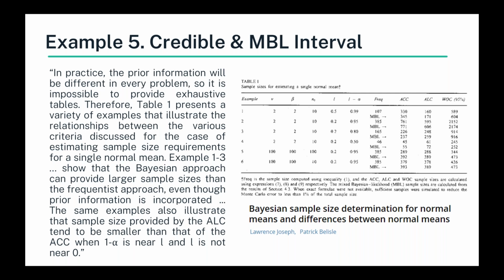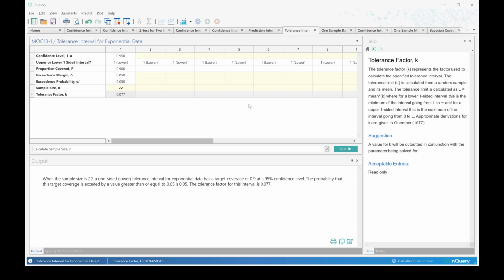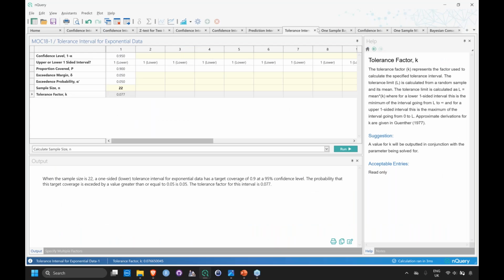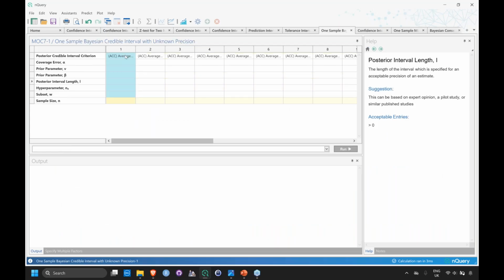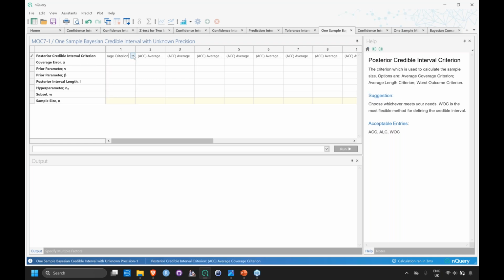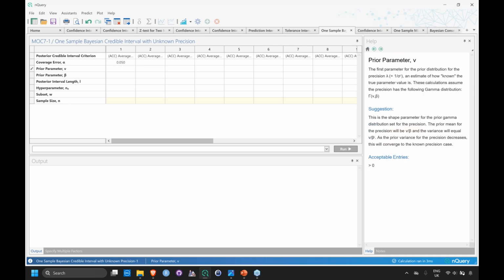Right, so for the final time, let's go back to nQuery. And this is the credible interval table for unknown precision. I'll begin by choosing the average coverage criterion from the drop-down list. The coverage error is 1 minus the coverage probability, so it's 0.05. So this is the probability that the true mean is outside the interval. So this is the Bayesian interpretation.